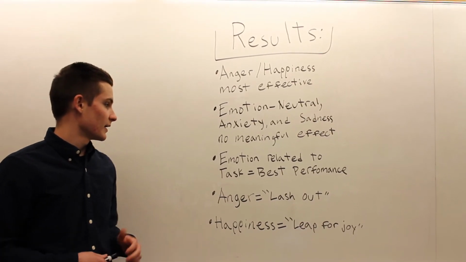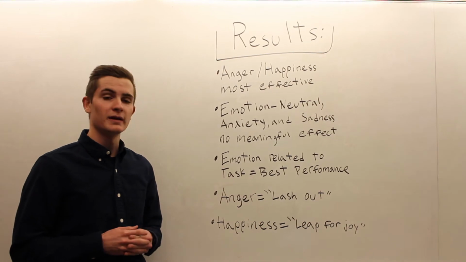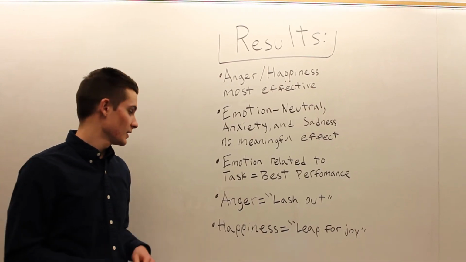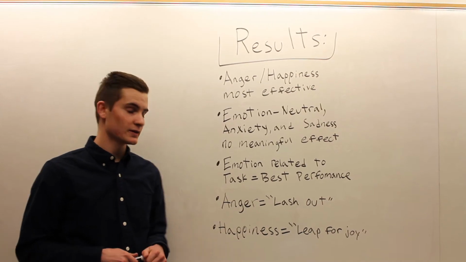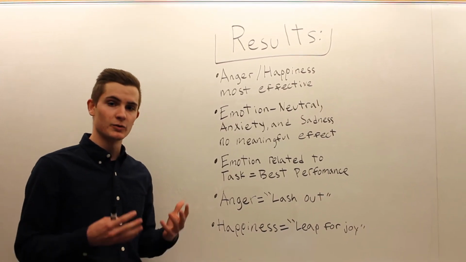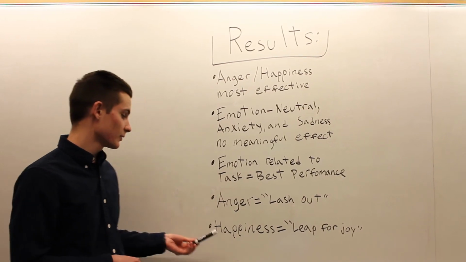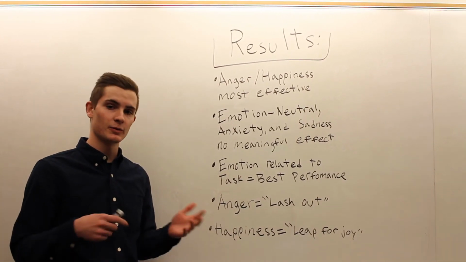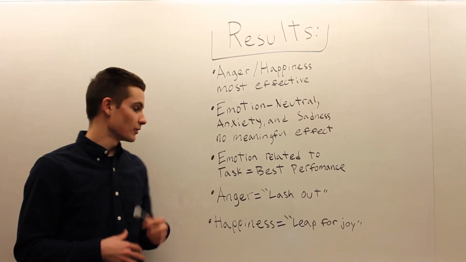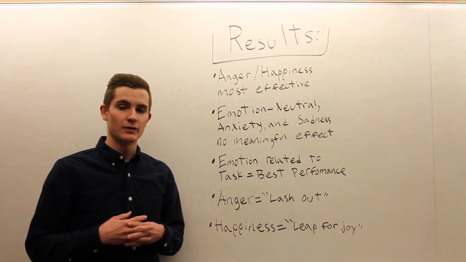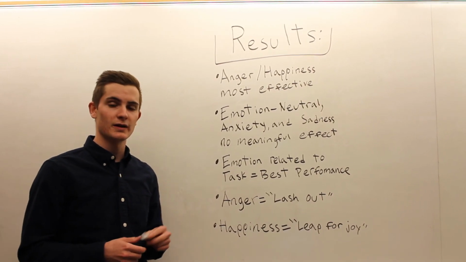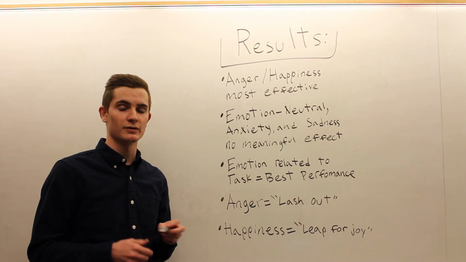What we found is that the emotion needed to be related to the task in order to highly increase the participants' performance. For example, on the counter movement jump test, something like anger might cause someone to want to lash out, which is a very similar movement to wanting to jump. And similarly, happiness might cause someone to want to leap for joy, which is another very similar movement to jumping. So overall, what we have found is that in order to effectively increase performance on the physical tasks, the emotion that is generated must be related to that specific task.